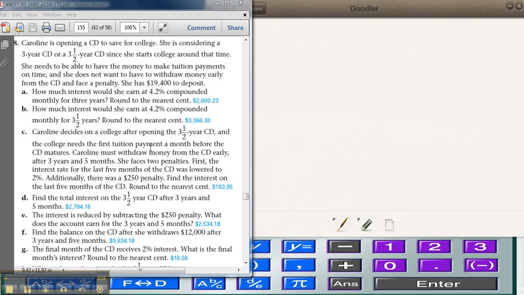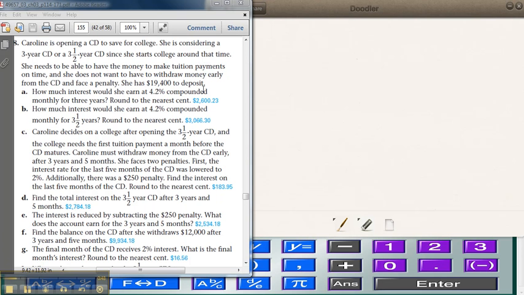First, the interest rate for the last 5 months of the CD was lowered to 2%. Additionally, there was a $250 penalty. Find the interest on the last 5 months of the CD, round to the nearest cent. Okay, so first we have to break this CD up into the first 3 years and then the last 5 months, because the interest rate goes from 4.2% down to 2%.